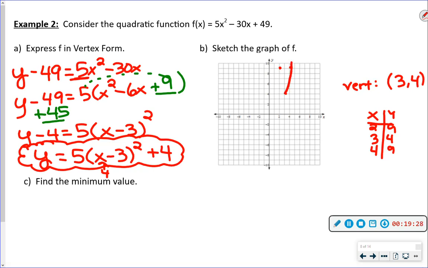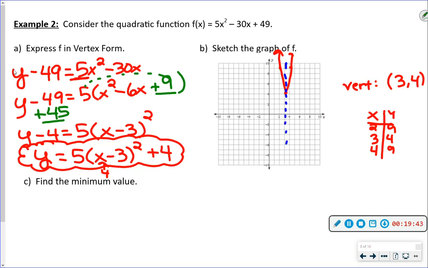I couldn't fit another pair of points even if I wanted to. Pretty skinny, which I'm not surprised because you have your vertical stretch by a factor of 5. And I just like to draw my asymptote on there. I don't know, I just do. Okay.